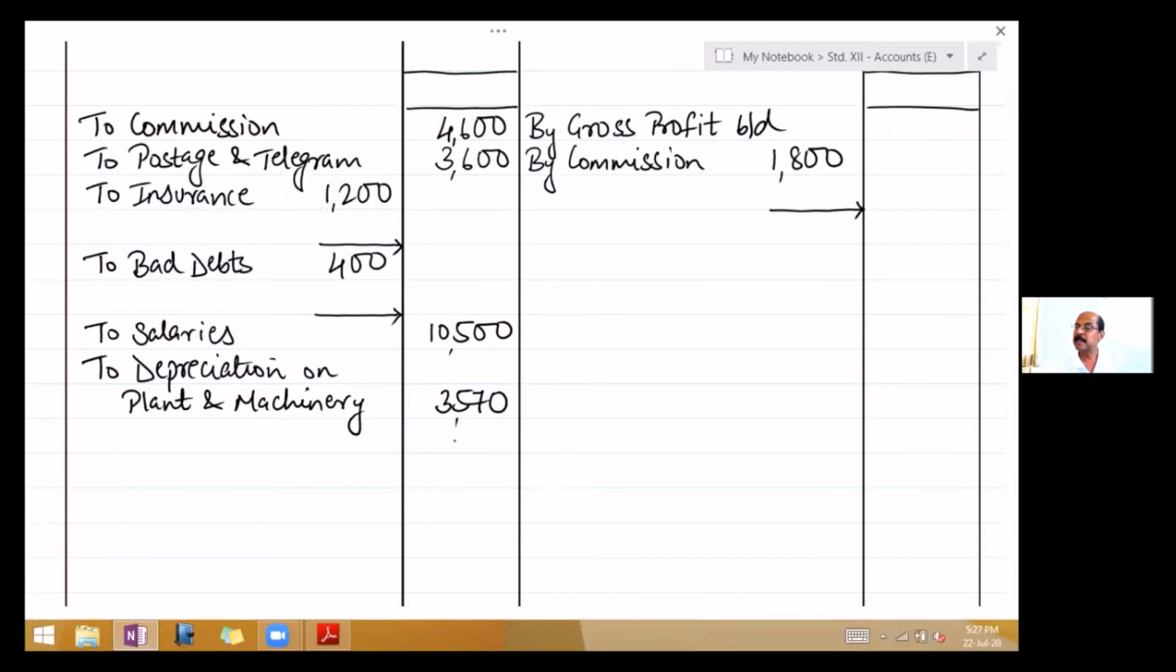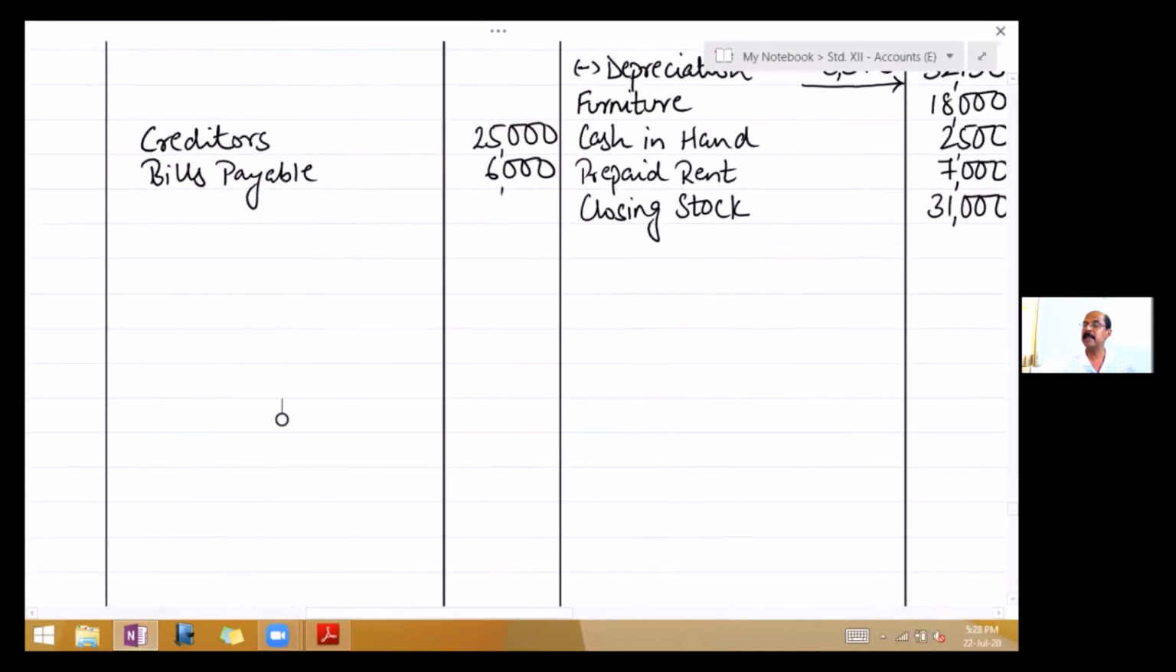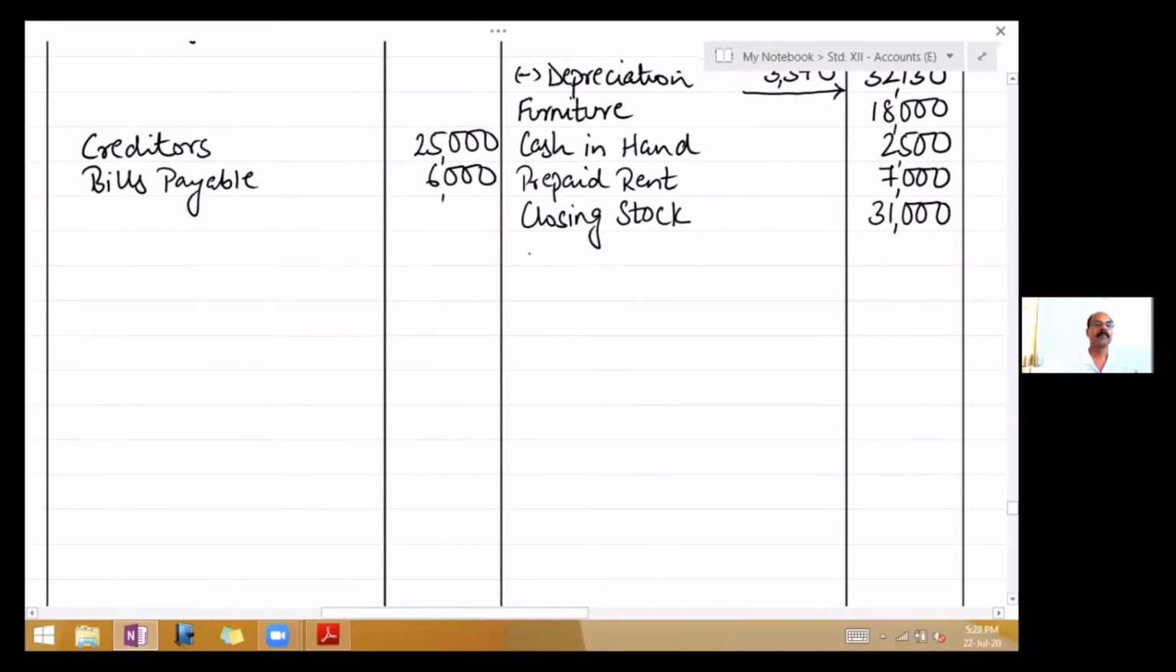the next adjustment. Insurance, rupees 500 is paid in advance. Prepaid insurance, deduct from insurance, minus prepaid. Amount is 500. Outer column 700. Prepaid expenses are shown on the asset side. So go to the asset side of the balance sheet and write there prepaid insurance 500.